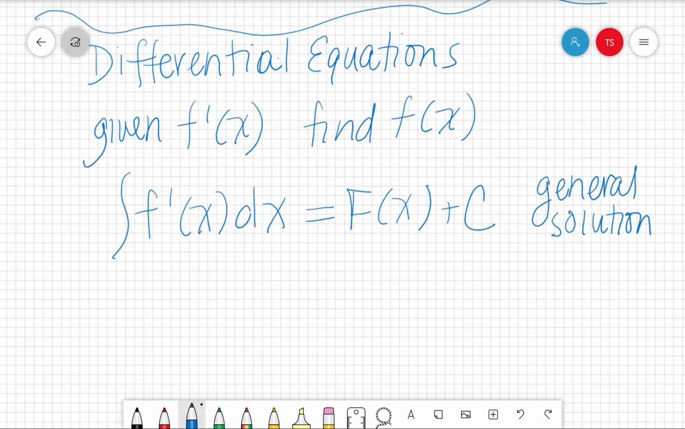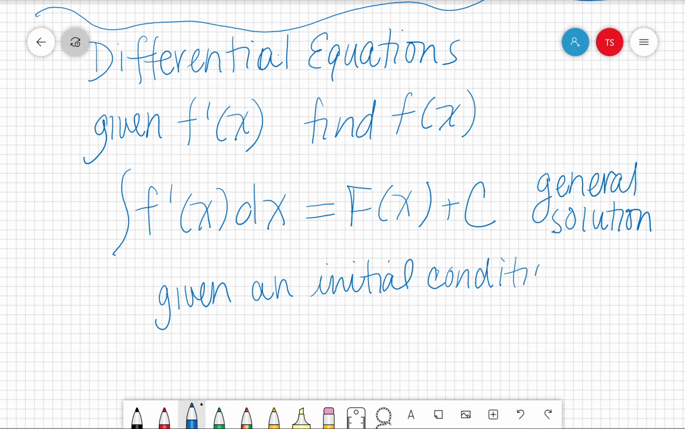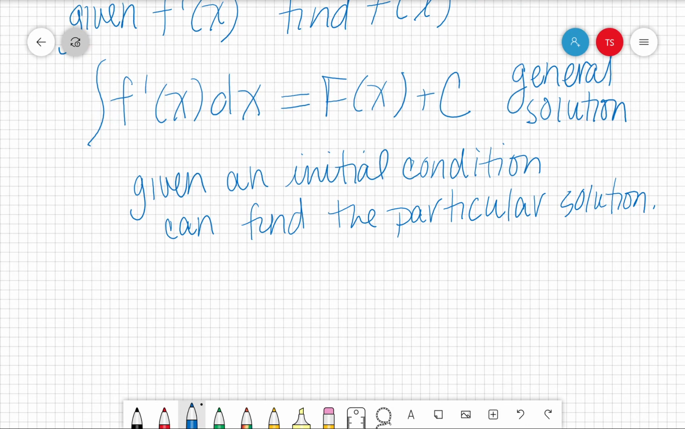If we are given some piece of information about the original function called an initial condition, we can find the actual original function, or what we would call the particular solution. So let's do an example of each one of those.